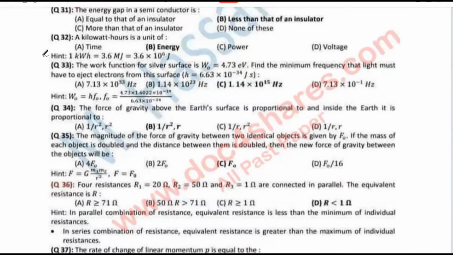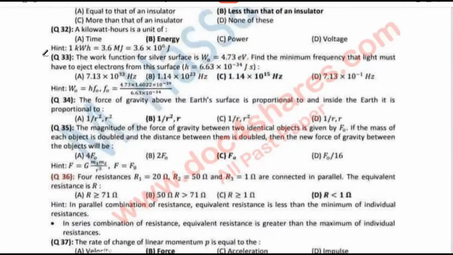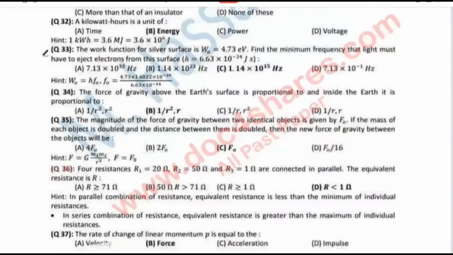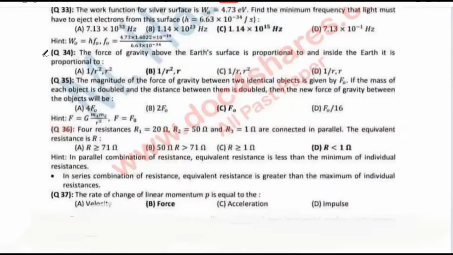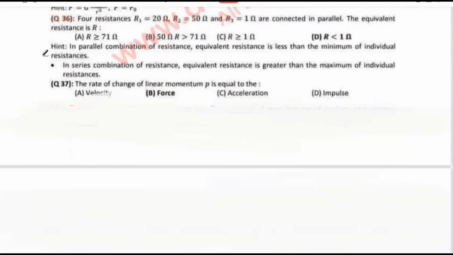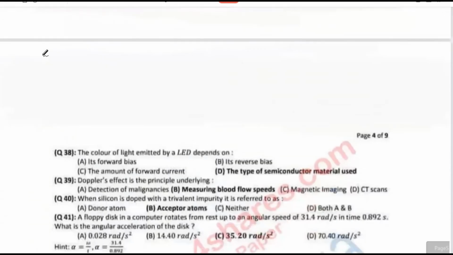So question number 36. Three resistances, R1 is equal to 20 ohm, R2 is equal to 50 ohm, and R3 is equal to 1 ohm are connected in parallel. The equivalent resistance is R. So the answer is D, where R is less than 1 ohm. And the 37 is the rate of change of linear momentum P is equal to the force. So 38, the color of light emitted by the LED depends on the type of the semiconductor material used. 39, Doppler effect is the principle underlying the measuring of blood flow speed.